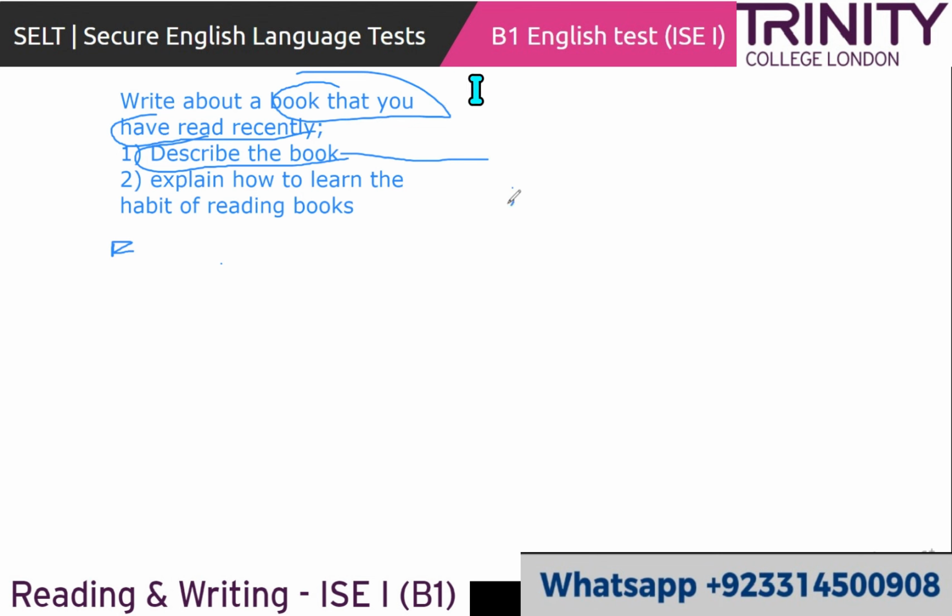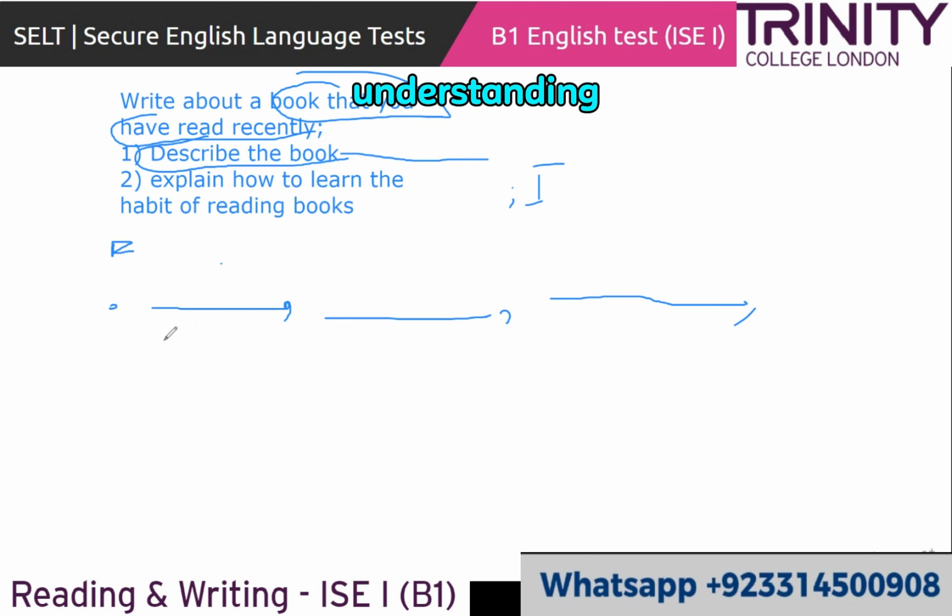Then you say, I have read an English storybook recently. It is about 100 moral stories. There's a story of a crow in this. There's a story of a dog in it. I learn the stories of two sisters or whatever. Understanding or not?